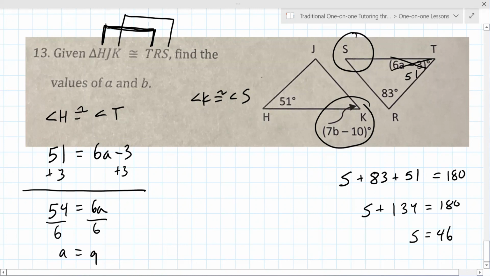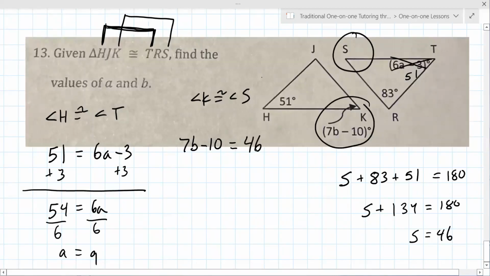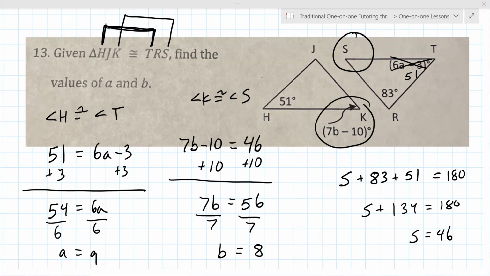And the reason we're doing that is so that we can set angle K, 7b minus 10, equal to 46. Okay. So we have to be able to solve this one. So you add 10 to both sides. 7b equals 56. Divide both sides by 7, so b equals 8. Okay. Got it down. Excellent.